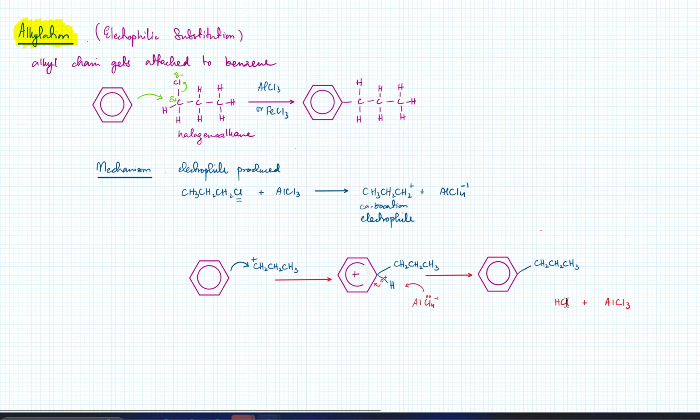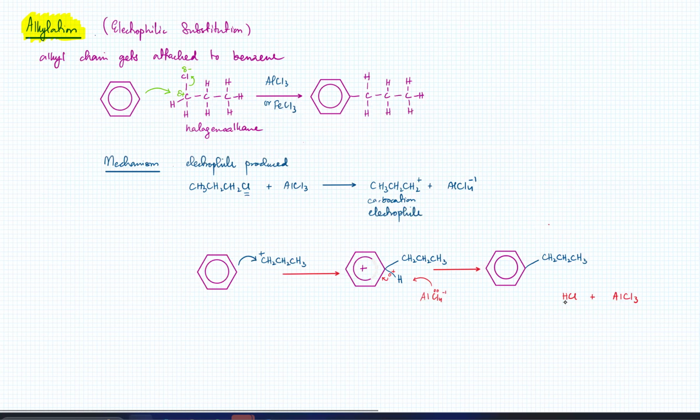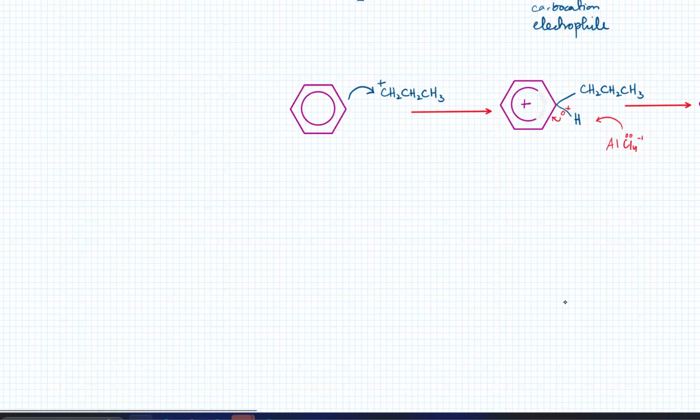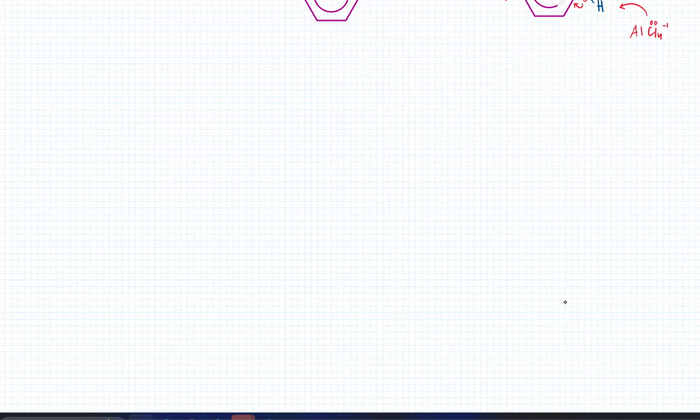So this is alkylation. And then there's another one which is similar to this, and that's called acylation. Which is kind of exactly the same, but the name is acylation. As in acylation, what happens is that, let me tell you what an acyl group is first. So the acyl group is this thing.